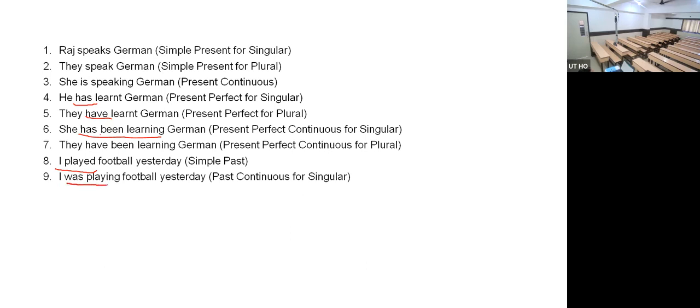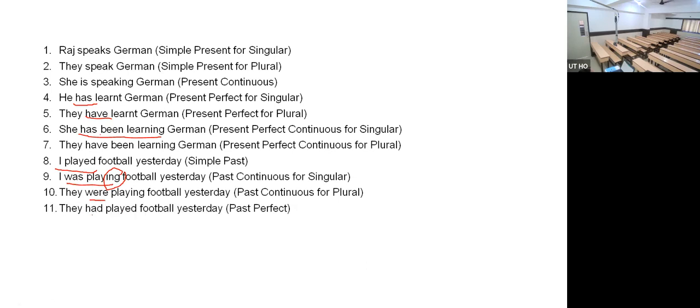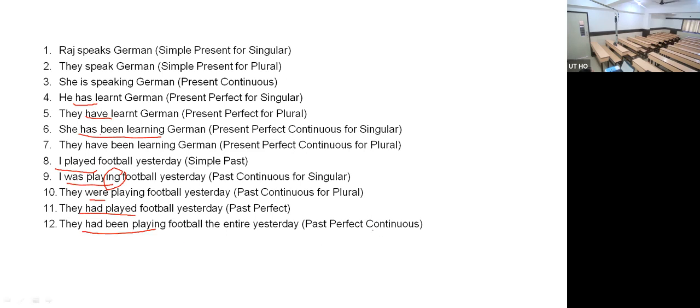I was playing. That is continuous. You come up with the ing. They were playing. That is the plural. They had played. That's the past perfect. Right? They had been playing. Past perfect continuous. So had played gets converted to had been playing. So you are adding been and ing.